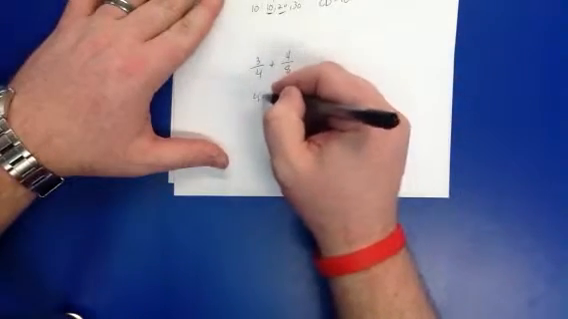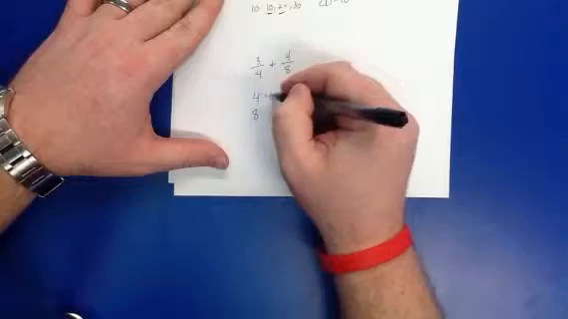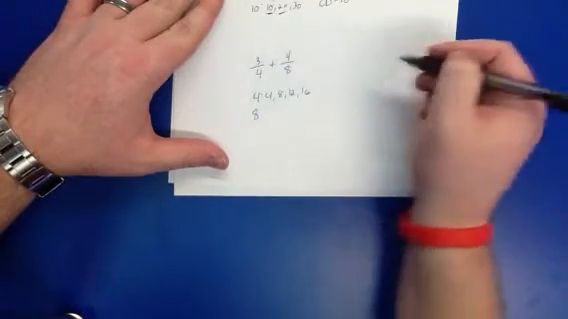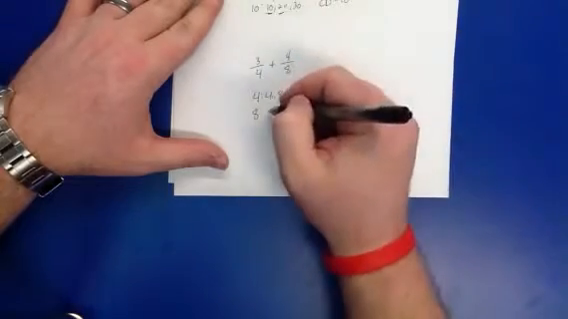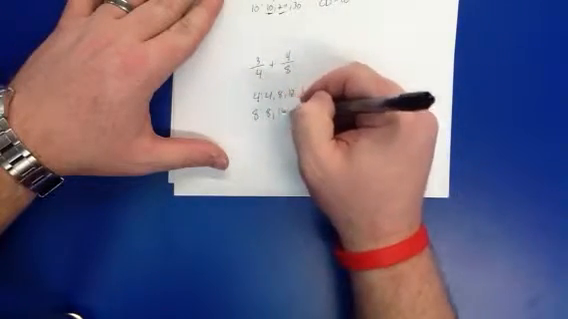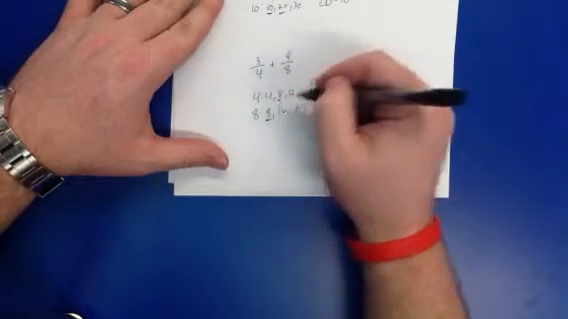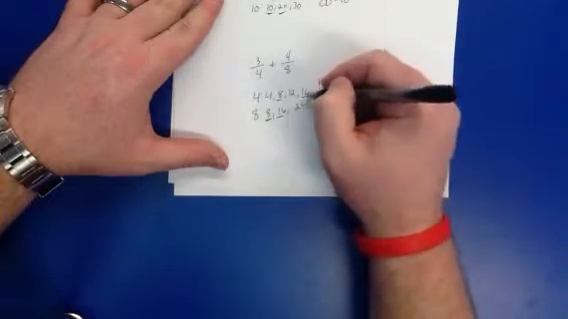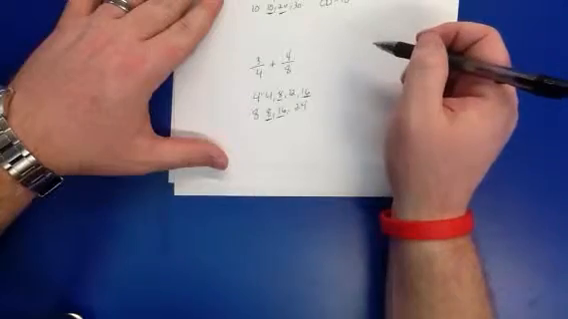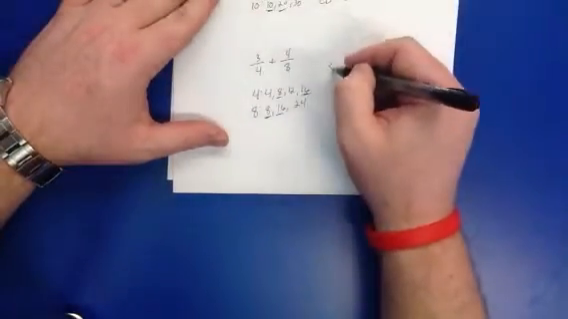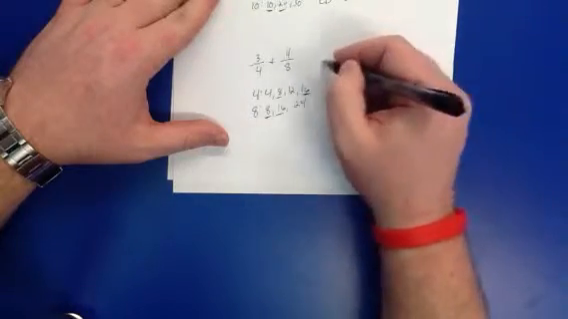So I list the multiples: 4, 8, 12, 16. I list the multiples of 8, which would be 8, 16, 24. Now I have two numbers that are alike in both sets. That is the 8 and the 16. I'm going to use the smallest number that is underlined, and in this case it's the 8. So my new common denominator would be 8.